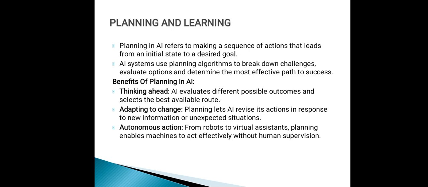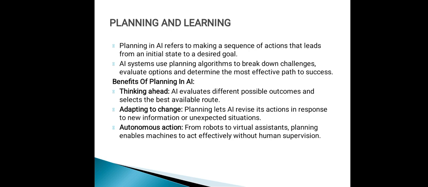The second benefit is adapting to change. Sometimes the environment changes unexpectedly. Planning allows AI systems to update their decisions based on new information. For example, if a road is closed due to construction, Google Maps immediately suggests another route. Similarly, AI robots can change their plan when they encounter unexpected obstacles.